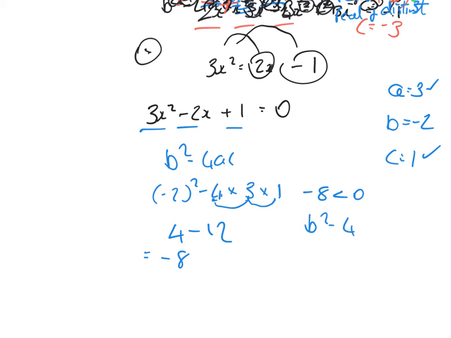So the discriminant then, b squared minus 4ac, is less than 0. Therefore, roots are non-real. Let's try one final example.